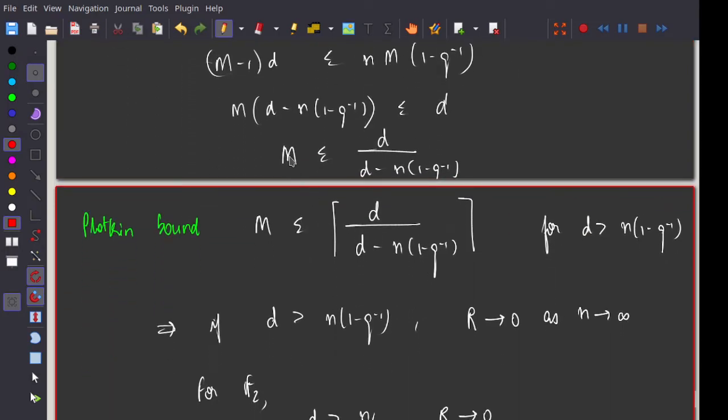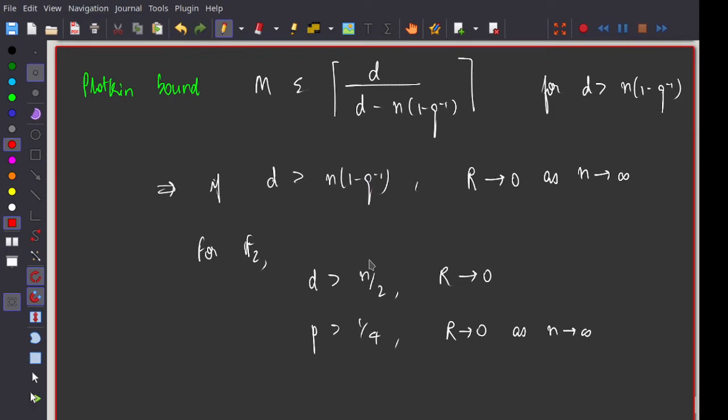So we got that the number of code words can be at most d divided by d minus n into (1 minus 1 by q). So since d can be at most n, log M divided by n is something vanishing in n. So the rate is vanishing in n as long as d is greater than n into (1 minus 1 by q).